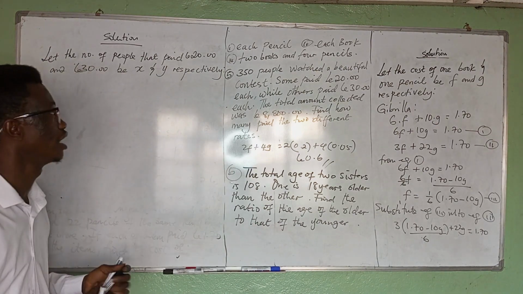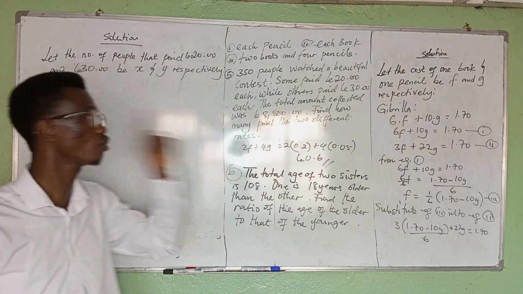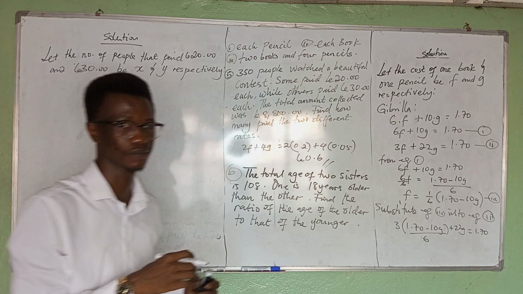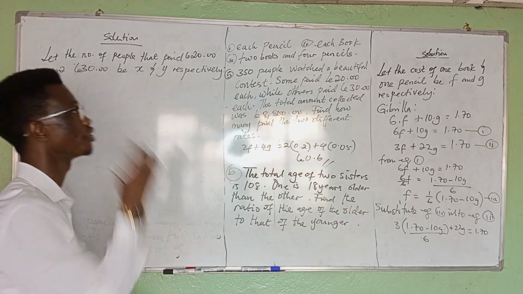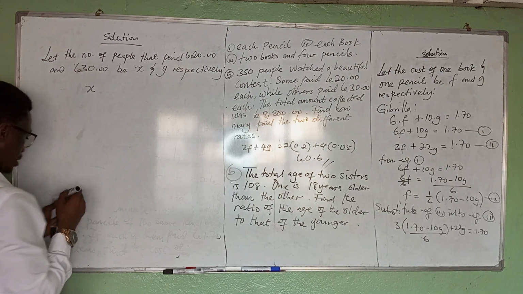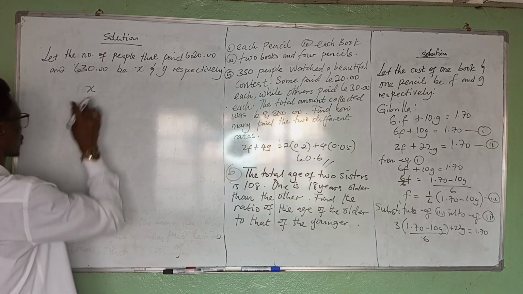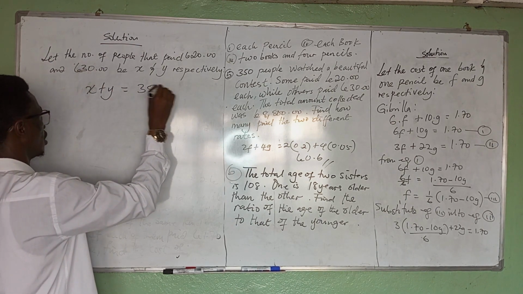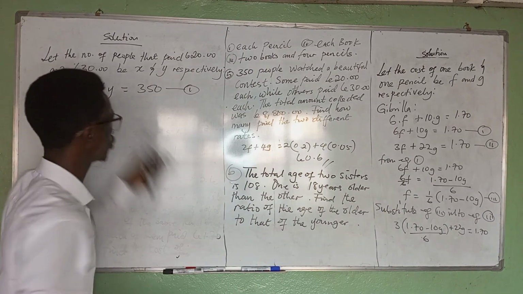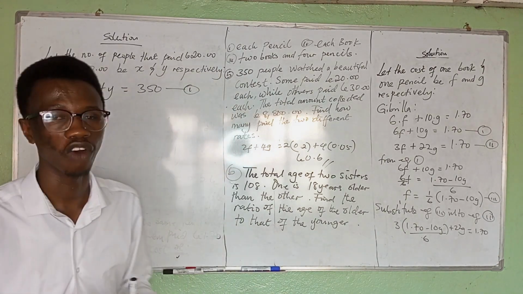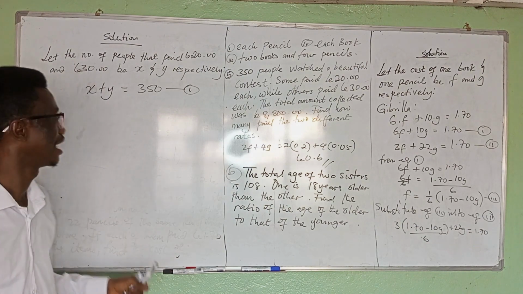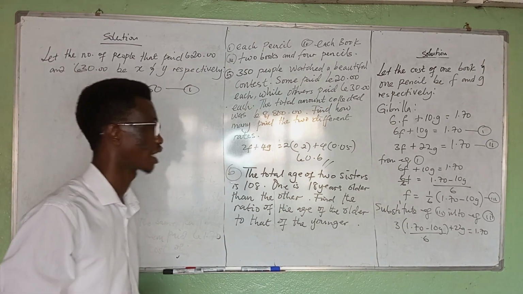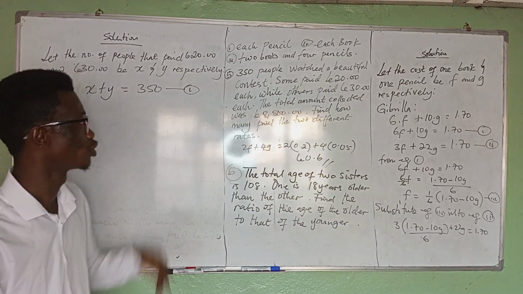Now let's go back to the question. It says 350 people watch a pitiful contest. So meaning the total number of people that pay the 30 and those that pay 20 will be 350. So you are going to have X plus Y equals 350. That's your equation 1. The sum of the number of people that pay 30 and those that pay 20 is going to be 350. It's actually somehow tricky. Now let's go to the second part.